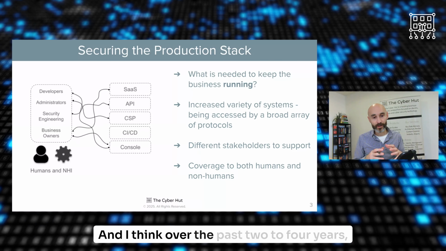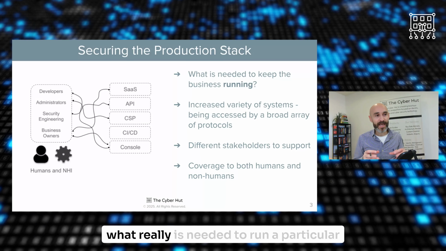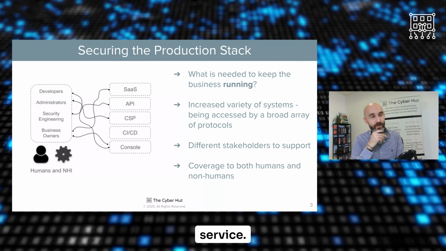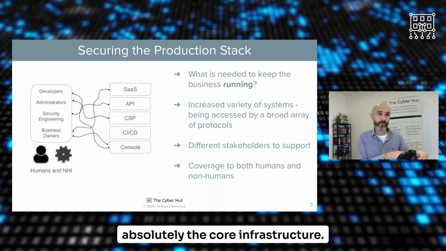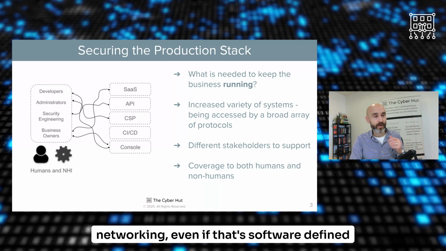And I think over the past maybe 2 to 4 years, we've seen this concept of the production stack. We need to start asking the question of what is really needed to run a particular business or a department or a function or an application or a go-to-market system or service. We need to break that down into the absolute core infrastructure: the computation power, the storage, networking, even if that's software-defined networking and other.